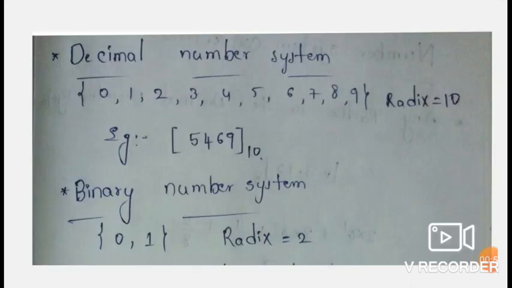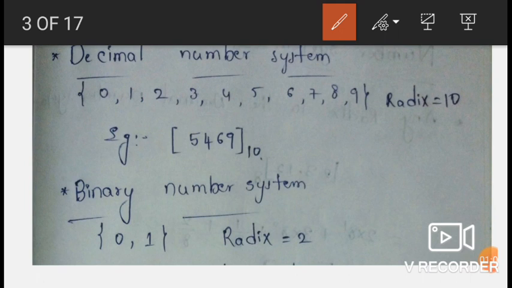At first, what is a decimal number system? The decimal number system will have the radix as 10, and the numbers will be from 0 to 9. This is the example for the decimal number system. It will have the numbers only from 0 to 9. And the next number system is the binary number system. The binary number system consists of two numbers. They are 0 and 1, and its radix will be 2.